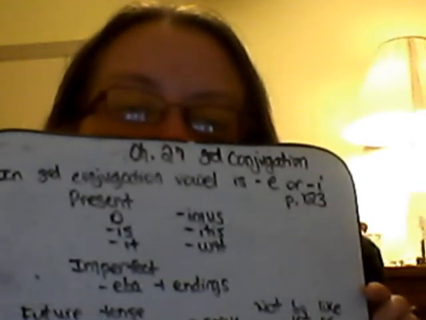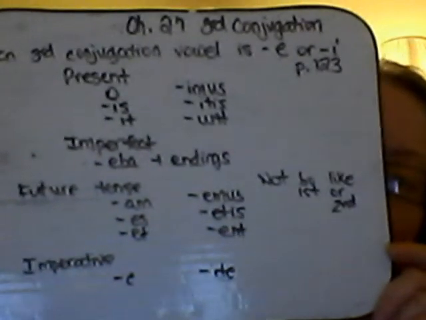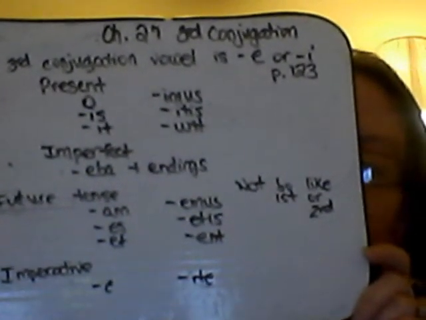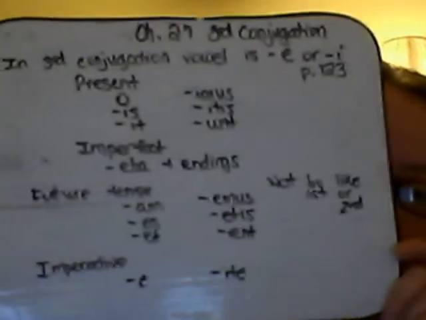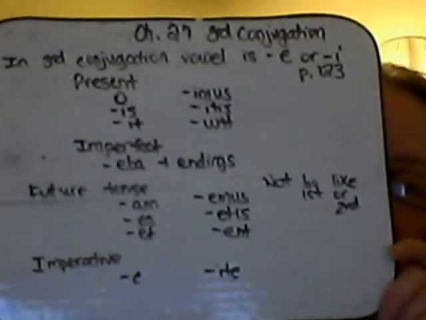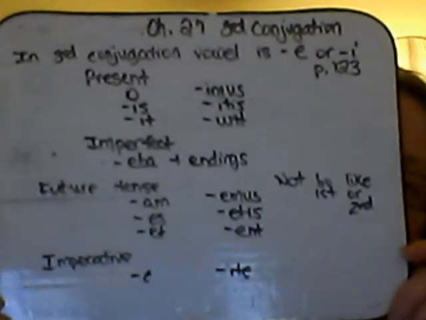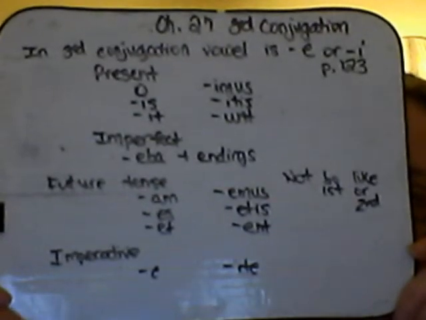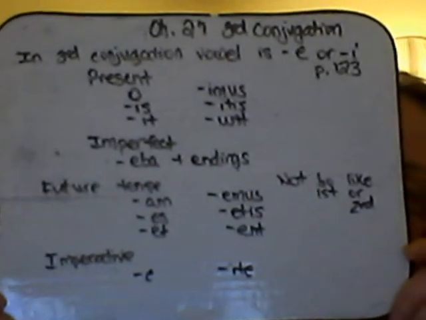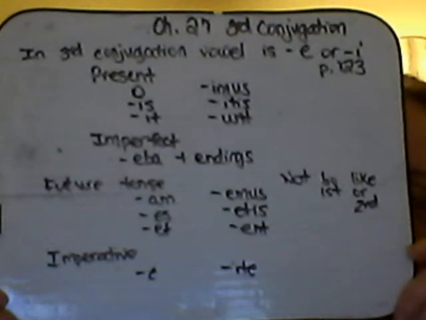The imperfect has EBA, then the endings. Alright, this is where it gets a lot more complicated. The future in first or second conjugation has BO or BA, so you'd have bo, bis, bit. But the future tense in third conjugation is AM, ES, ET, EMUS, ETIS, and then ENT. I'm going to leave that up for you to copy while I discuss it some more. The imperative singular ends in E, and the plural ends in ITE.